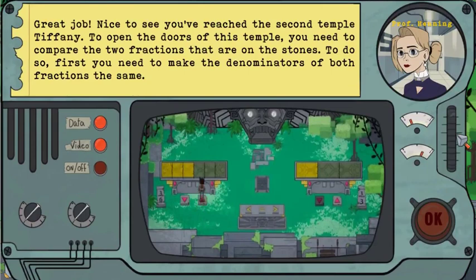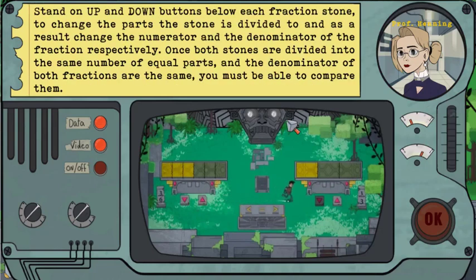Great job. Nice to see you've reached the second temple, Tiffany. To open the doors of this temple, you need to compare the two fractions that are on the stones. To do so, first you need to make the denominators of both fractions the same. Stand on up and down buttons below each fraction stone, to change the parts the stone is divided to and as a result change the numerator and the denominator of the fraction respectively. Once both stones are divided into the same number of equal parts, and the denominator of both fractions are the same, you must be able to compare them.